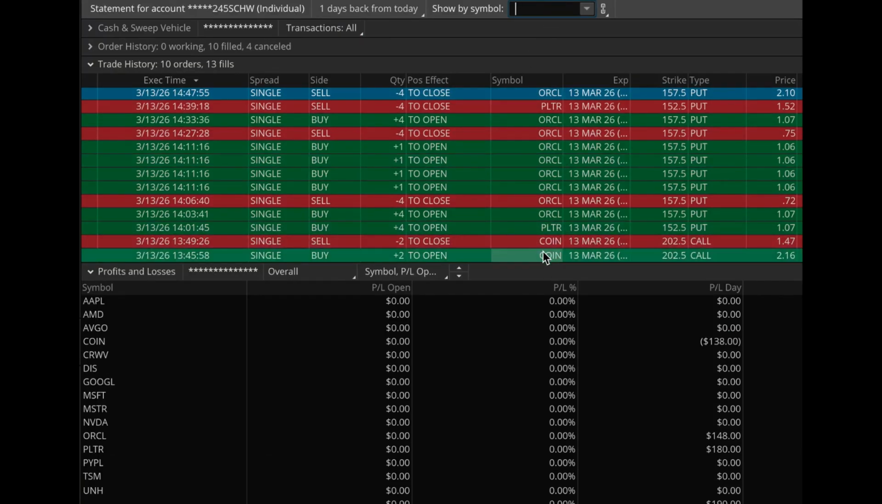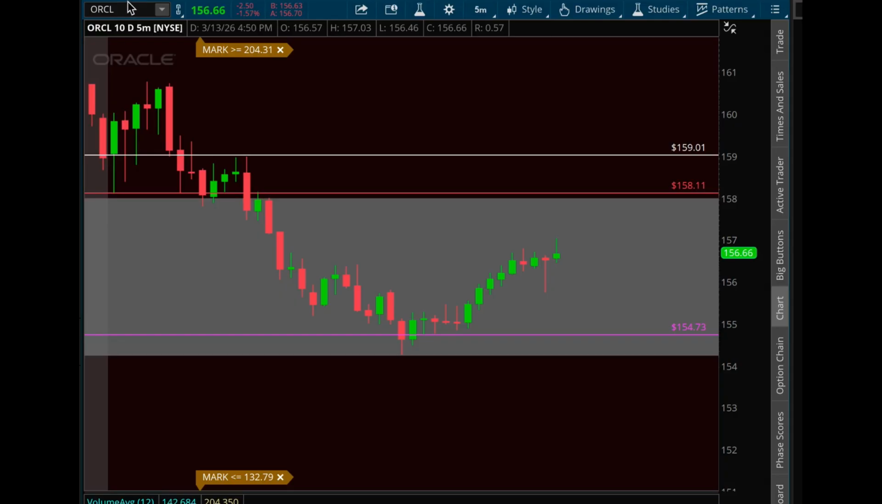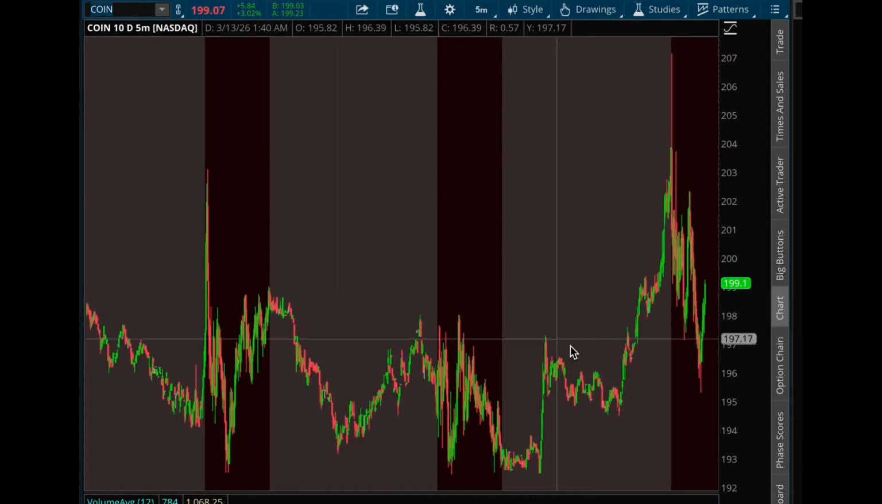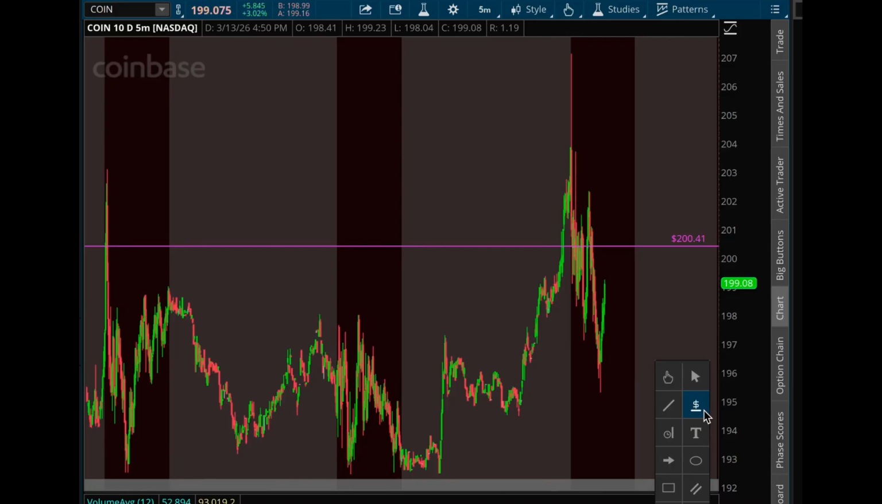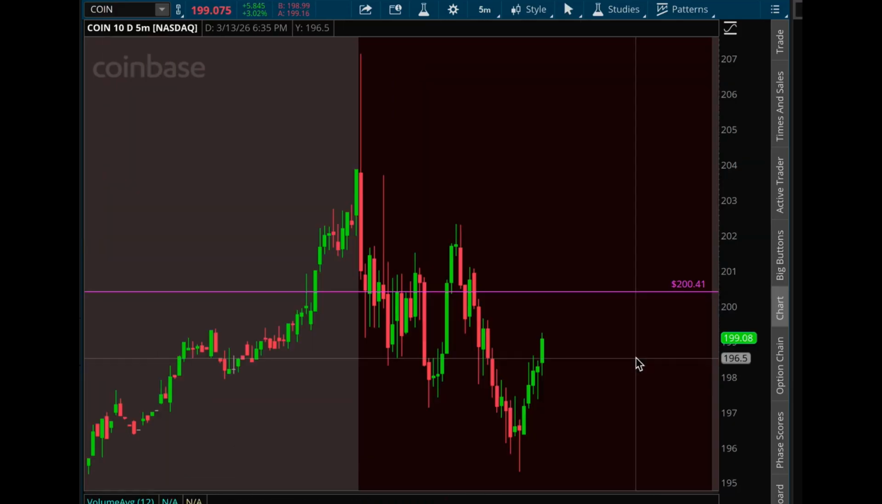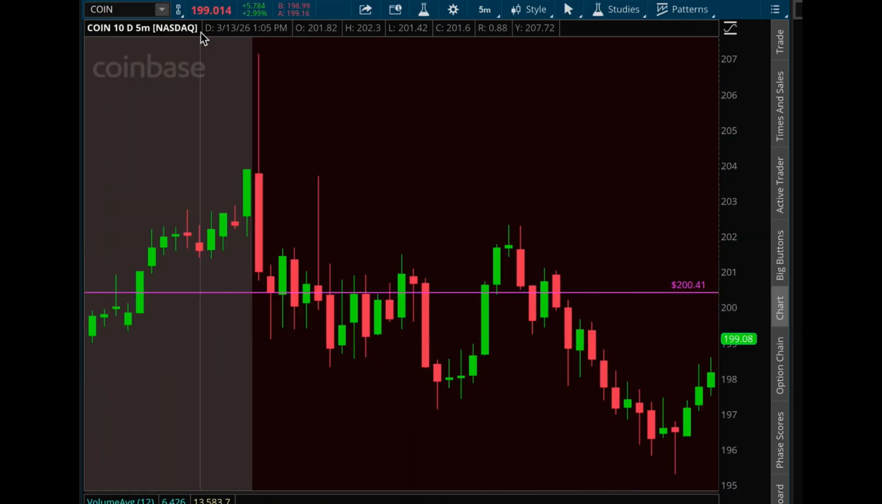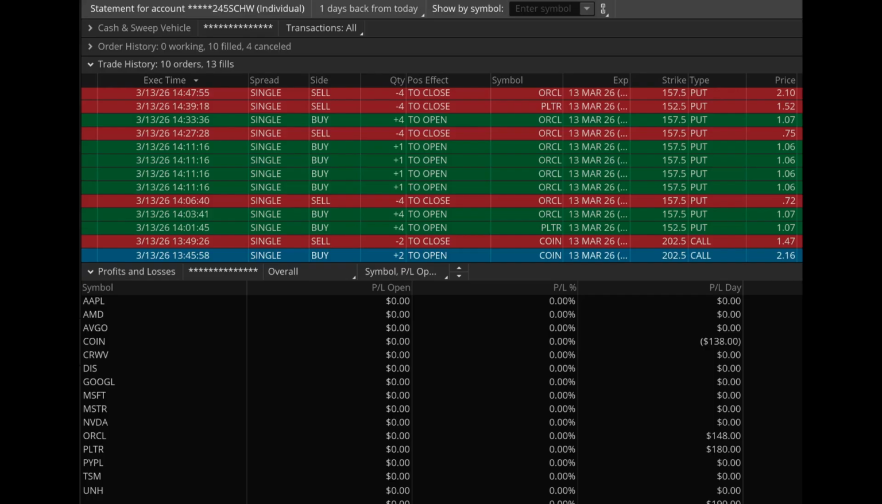So this was the first trade of the day, 13:45 to 13:49, Coinbase. For this particular trade, I had a key level at the 200 mark, and as we bounced above it, the initial trade was for the upside. As you can see, 202.5. The calls, they were at the money for 216, and I exited at 13.49.